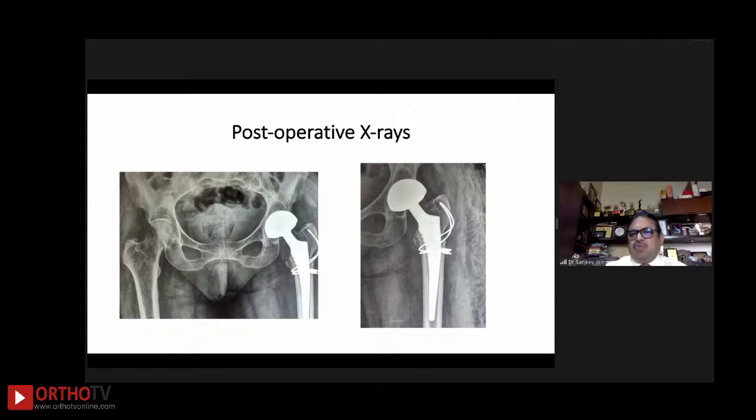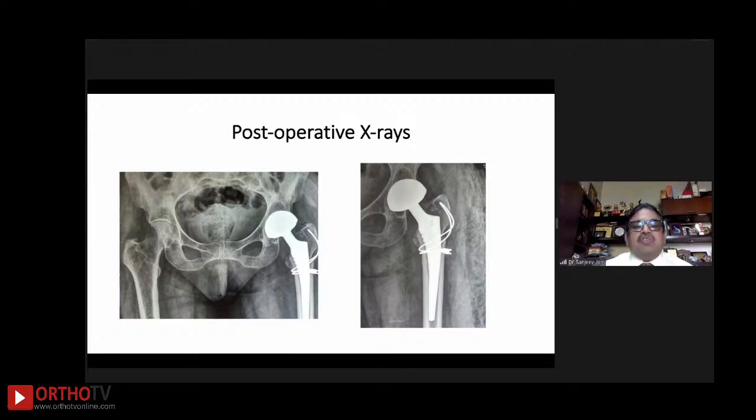This is around 6 to 8 weeks now after the surgery. We could do the dual mobility from Merrill, metal on poly was the other one. And this was the trochanter, which we have wired with the control cable wire from a DePuy system. She's doing well, and she's walking around.